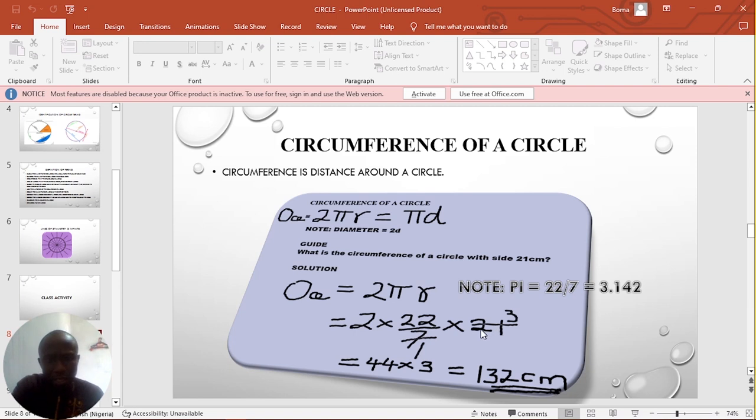Somebody will be asking, why is there times between them? Yes, in algebra, when two letters are put together, or they are put together with a number, the operator between them is times. Yes, multiplication. So 2 times pi times r. That's what 2 pi r means.